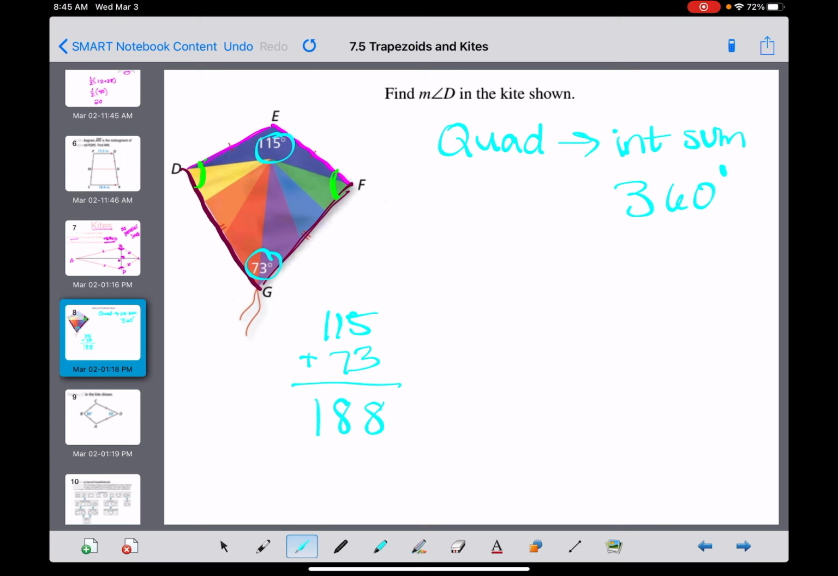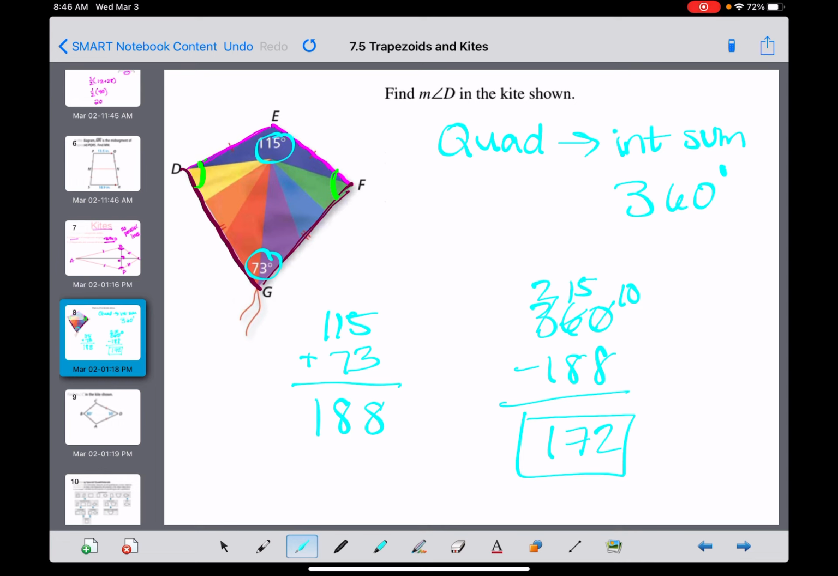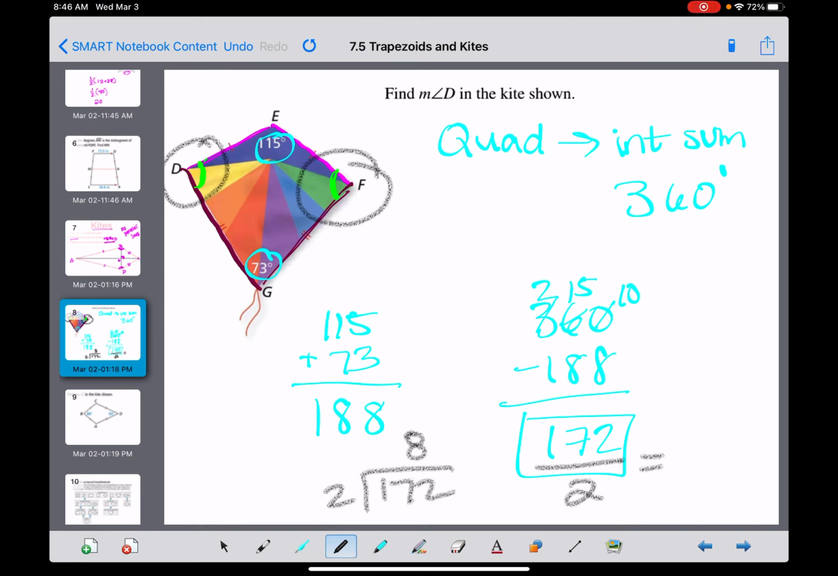And then I'm going to take 188 away from 360, to get a total of 172 degrees. So there's 172 degrees left between F and D. Well, since they are congruent, I'm going to divide that by 2. So 172 divided by 2 is 86. So each of these angles is 86 degrees.